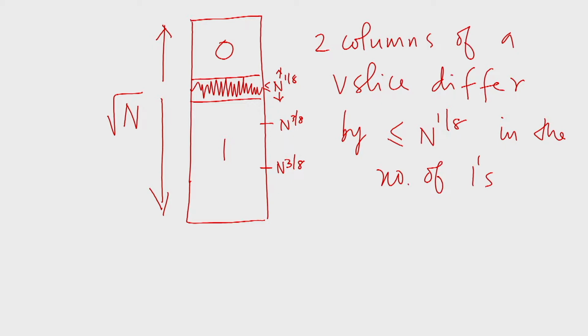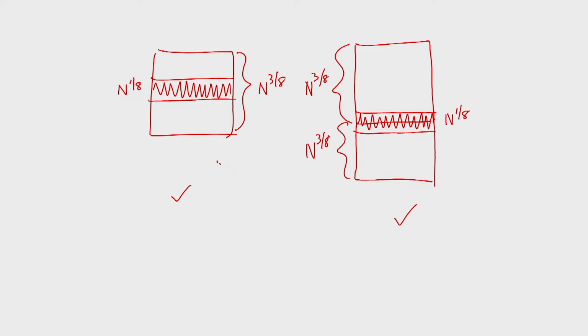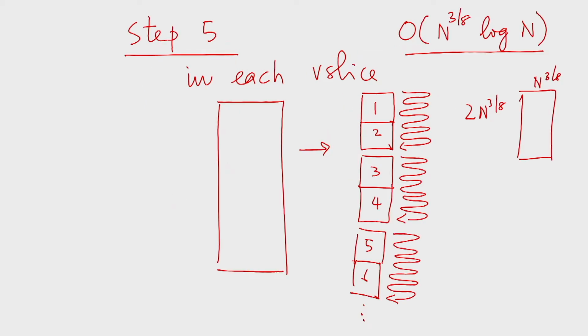In a vertical slice, each block has a height of n power 3 by 8. Therefore, this dirty band should be entirely within a block, or it should span at most 2 blocks. So it will be one of these 2 cases. To handle these 2 cases, what we do is pair up the blocks belonging to a vertical slice and then sort each pair in a snake-like fashion using our previous algorithm, the shear sort algorithm, which runs in order of n power 3 by 8 times log n time.